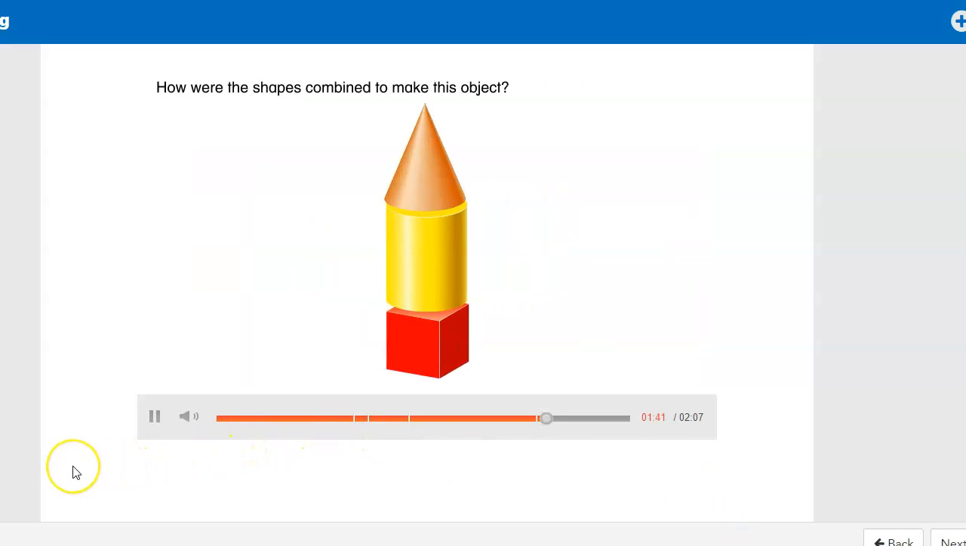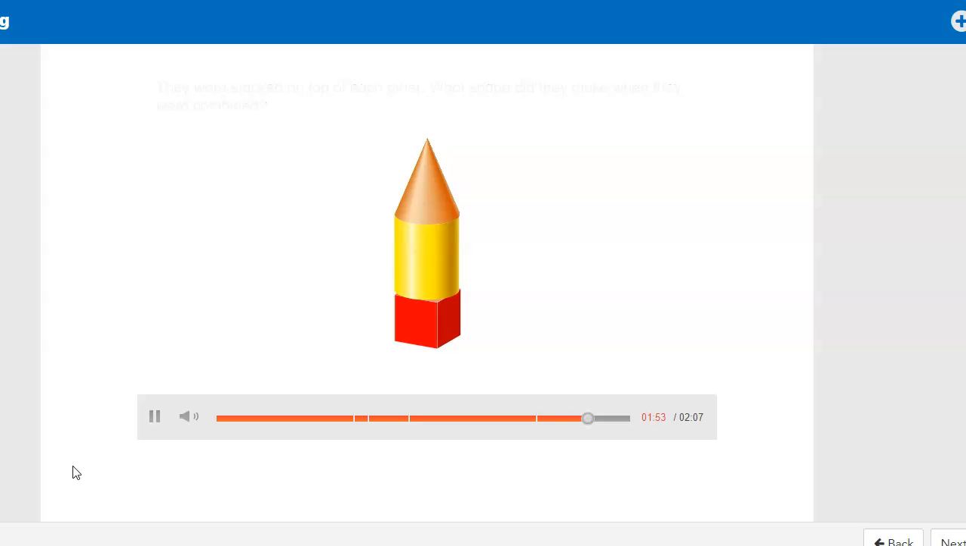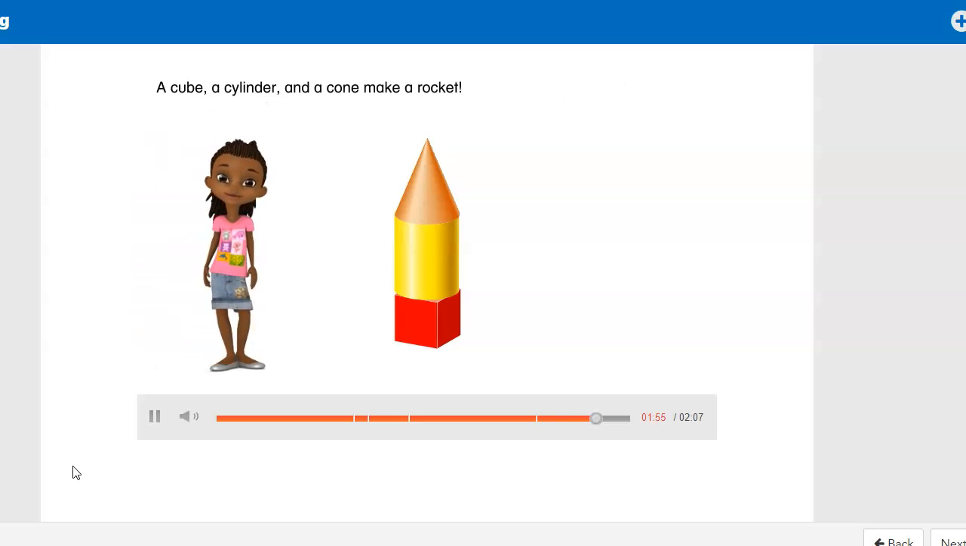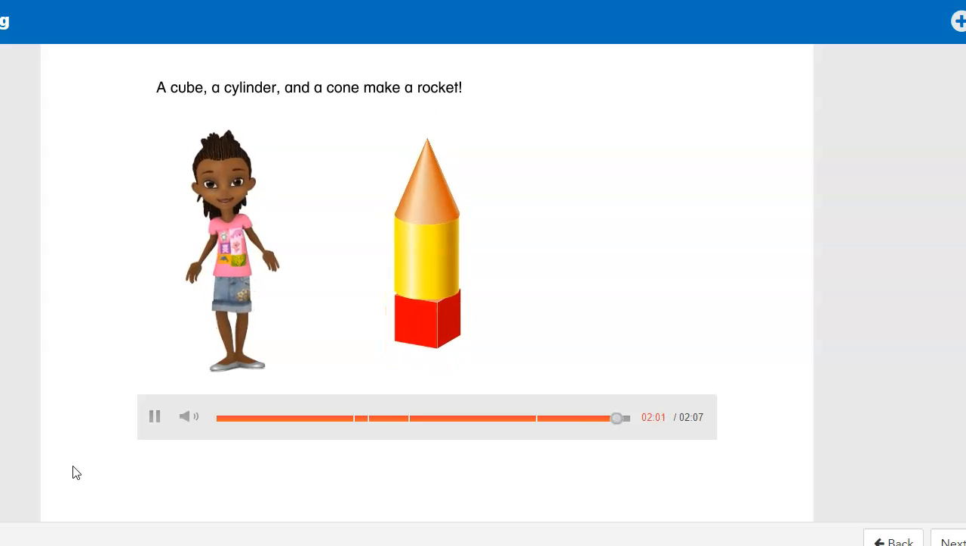How were the shapes combined to make this object? They were stacked on top of each other. What shape did they make when they were combined? So what shape did they make? A cube, a cylinder, and a cone make a rocket. Now you know how to put 3D shapes together to make other 3D shapes.